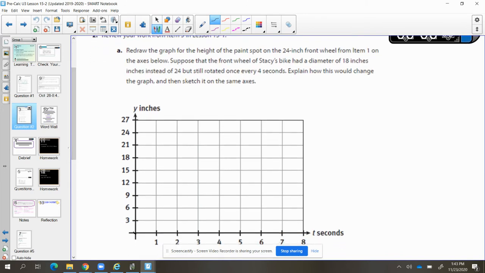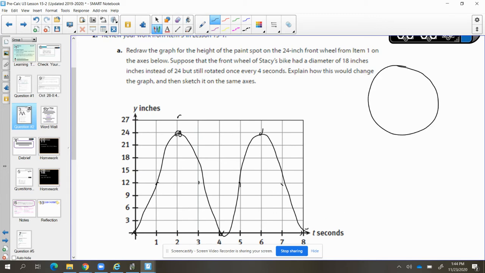of Stacy's bike again looks like this, where we are peaking at 24 down here, peaking at 24 down here, right? We have this kind of general curved look to our graph, okay? If we change the diameter of her bike from being 24 inches to only 18 inches, how is this affecting our graph? Well, it's affecting the overall peak, right?